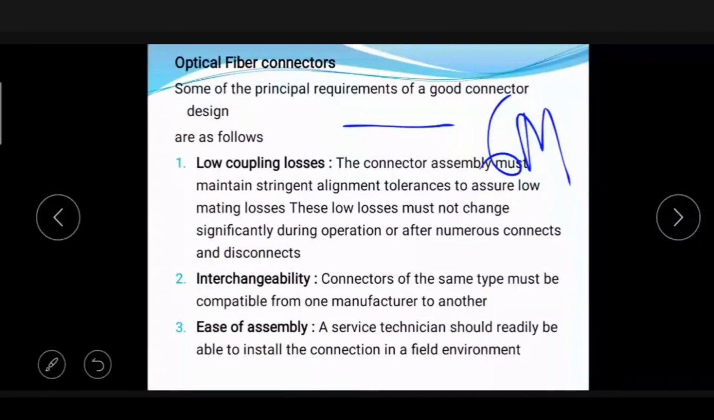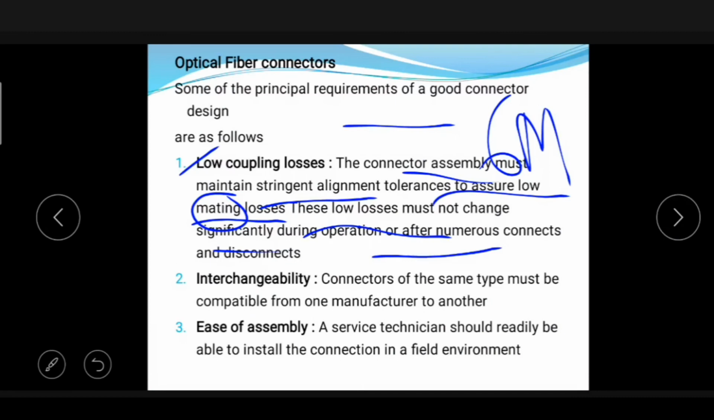So first thing what we consider is a low coupling loss. The connector what we select is to have a very low coupling loss. So what is that? A connector assembly must maintain stringent alignment tolerances to ensure low mating losses. Mating is nothing but coupling. These low losses must not change significantly during operation or after numerous connects and disconnects. So that is very important.